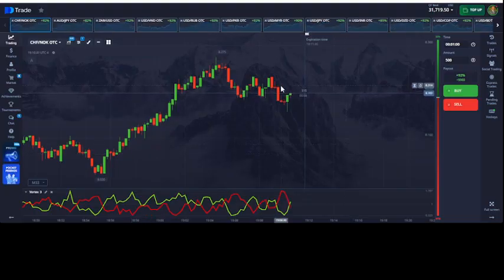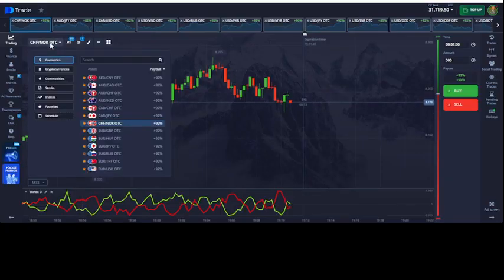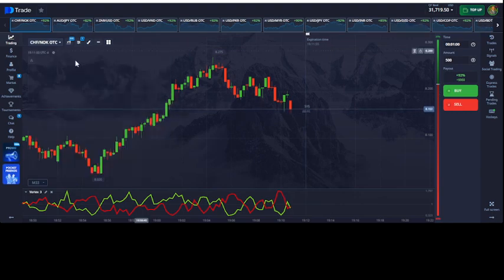So I'm back on the Pocket Option platform, and I'm going to be trading OTC currency pairs here. If we click on the assets icon here, Pocket Option has various assets available to trade. They have currencies, cryptocurrencies, commodities, stocks, and indices. I'm going to be focusing on OTC currency pairs.